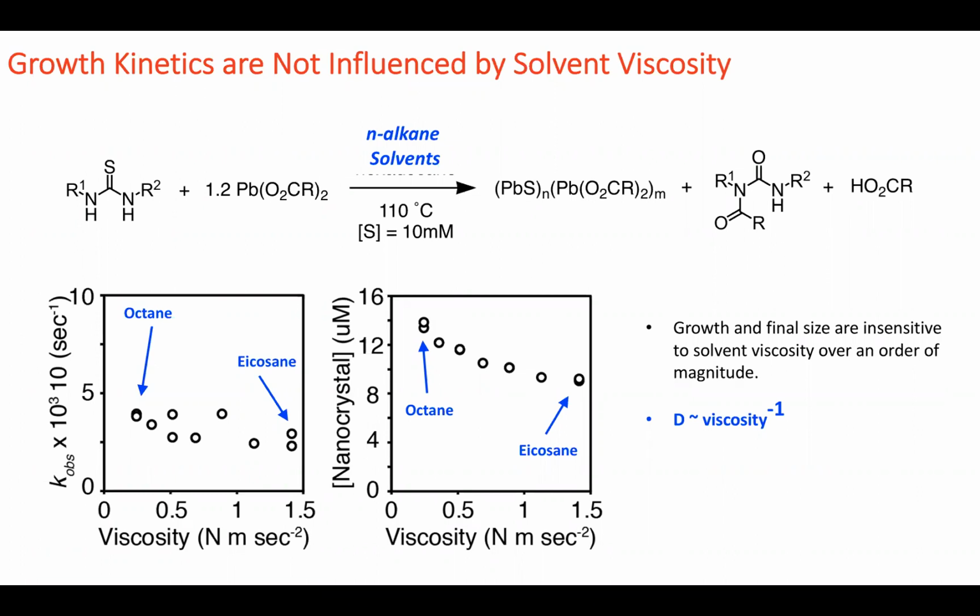And so the way that we measure this is by running these reactions with different alkane solvents. Octane is C8, icosane is C20. The viscosity changes by a factor of 4 or something like that. And you can see that the number of nanocrystals that you produce is sensitive to this. So when you go to a more viscous solvent, the number of nanoparticles drops. So why does that happen?